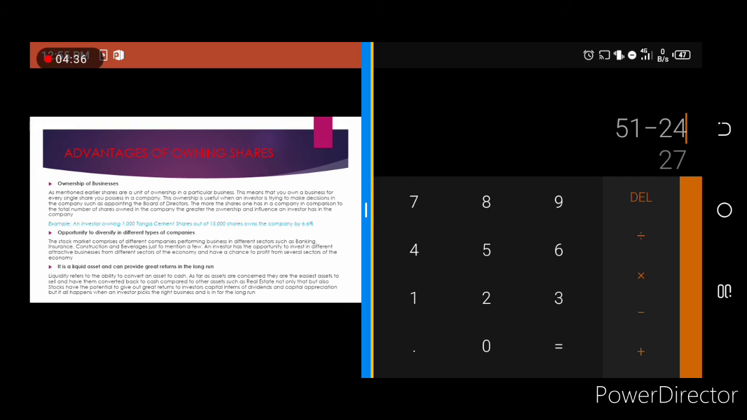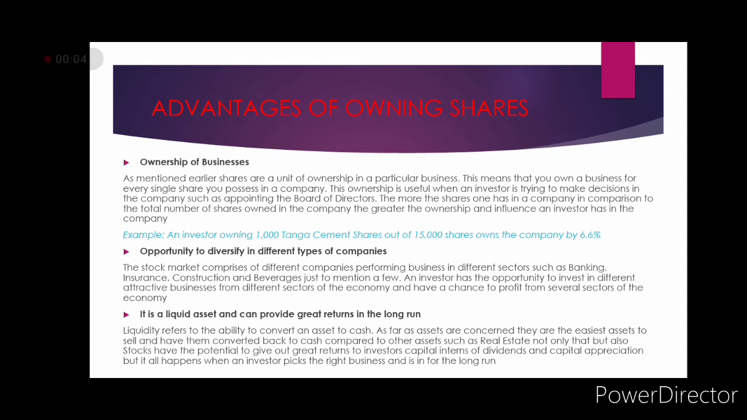Now, moving on to the opportunity to diversify in different types of companies. The stock market comprises different companies performing businesses in different sectors such as banking, insurance, construction, and beverages, just to mention a few. An investor has the opportunity to invest in different attractive businesses from different sectors of the economy and have a chance to profit from several sectors in the economy.